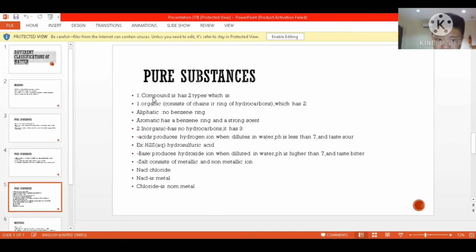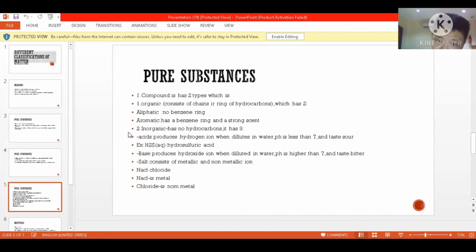Now we go to compound. Compound has this. It has aliphatic, no benzene ring. I forgot to give the example, but this is the example. Now for aromatic, the example of it is this. Something that looks like this for aromatic. Also it has a functional group. Now for inorganic, it has no hydrocarbon.